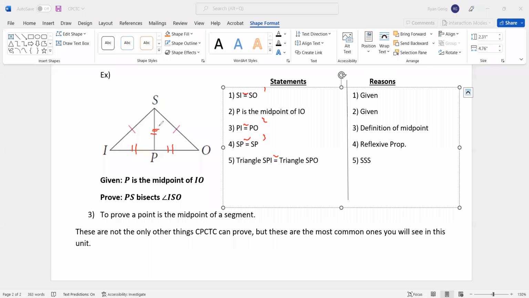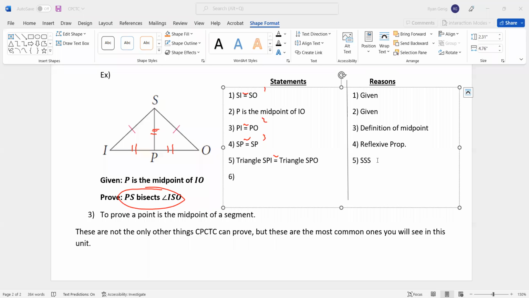I want to show that PS bisects that. I can't just say that as my next step. I can't say PS bisects angle ISO by CPCTC. It doesn't do that. Only thing CPCTC says is that two things are congruent. That's all I can say. Well, what two things being congruent would help me show that PS bisects this angle?